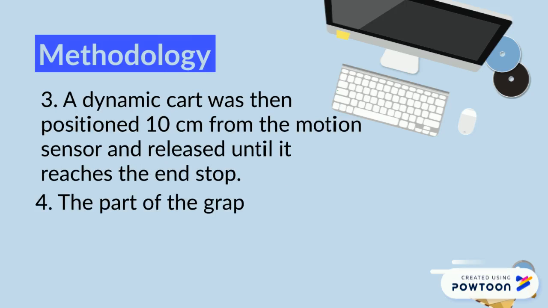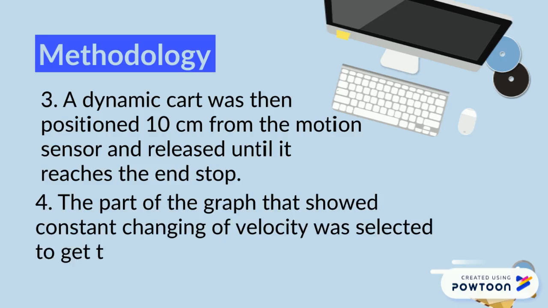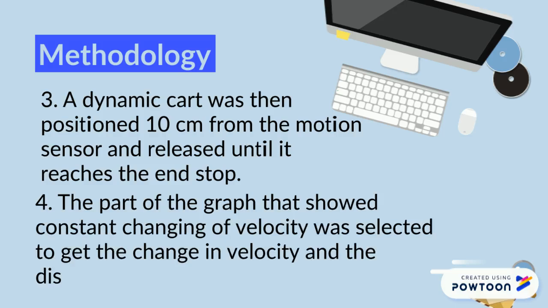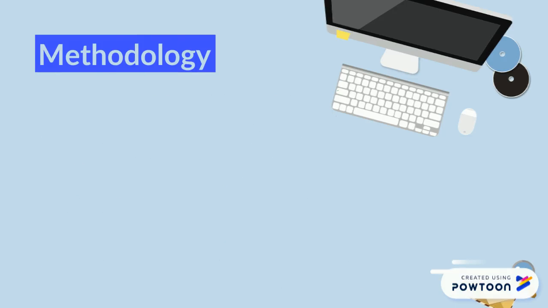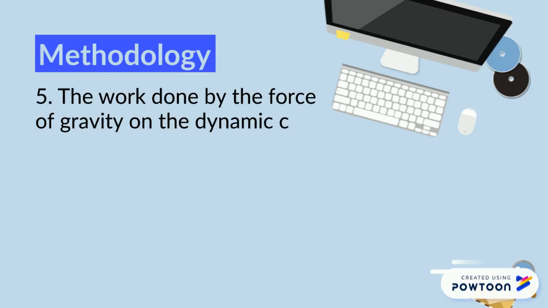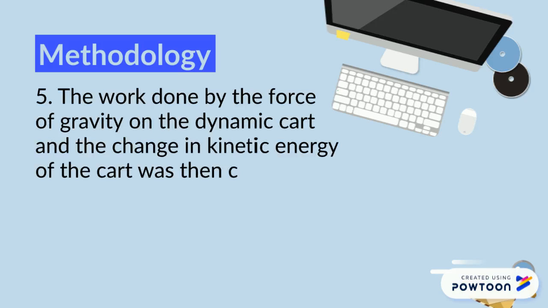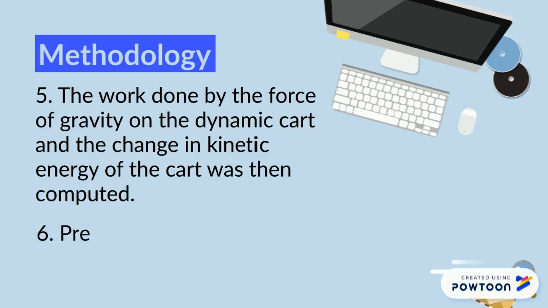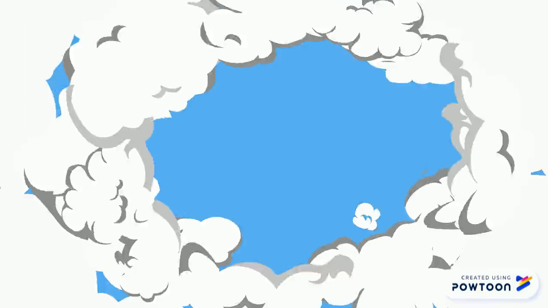The part of the graph that showed constant changing of velocity was selected to get the change in velocity and the distance traveled by the dynamic cart. The work done by the force of gravity on the dynamic cart and the change in kinetic energy of the cart was then computed. Previous steps were repeated using different angles.